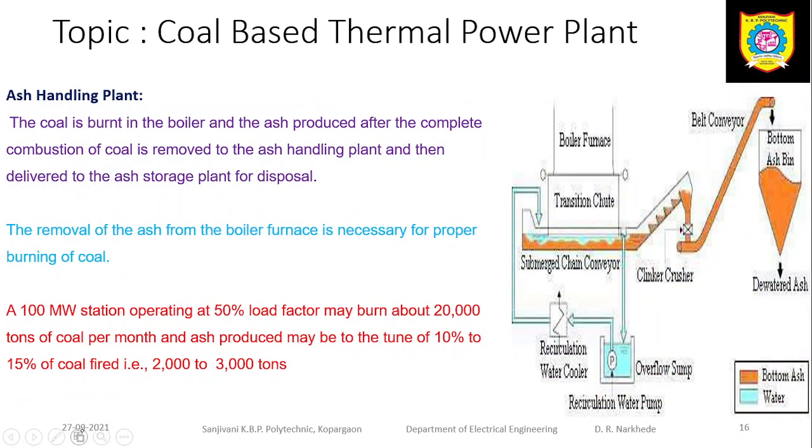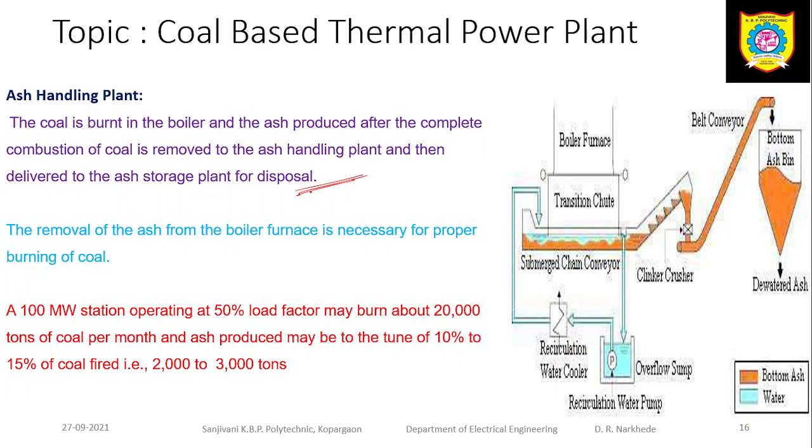Okay, then the last one is your ash handling plant. After burning of the coal in the boiler, the ash produced after complete combustion of the coal is removed to the ash handling plant and then delivered to the ash storage plant for disposal. Okay, जैसे होता क्या है, जैसे हम लोग कोल बर्न करते हैं, तो कोल बर्न करने के बाद में क्या होने वाला है, so that coal is going to be converted into the ash. अगर आप घर पे भी देखते हैं, जब आप चूल्हा वगैरह चलाते हैं उस टाइम पे लकड़ी बर्न होने के बाद में क्या हो जाता है कि उस पर ऐश आ जाती है.